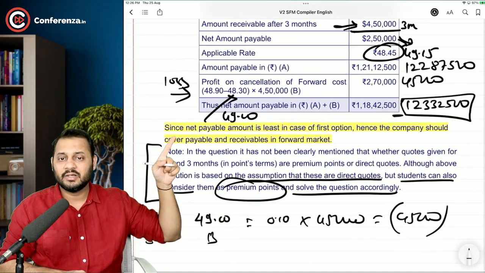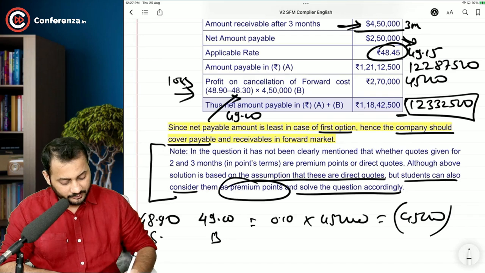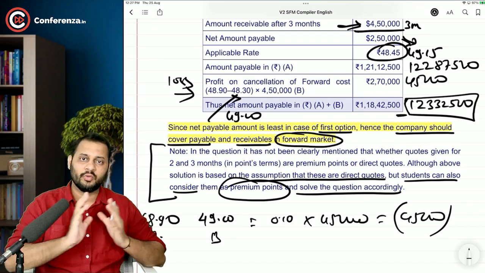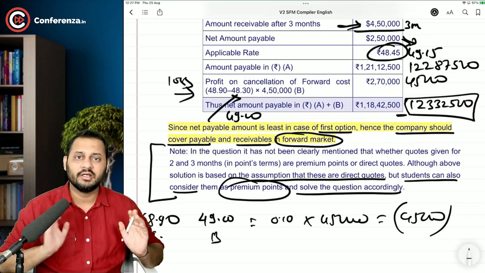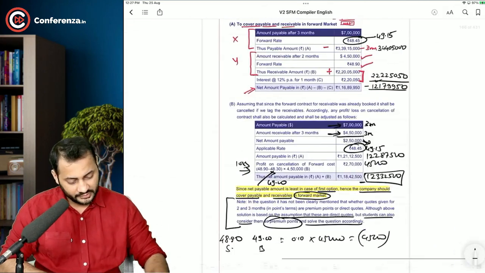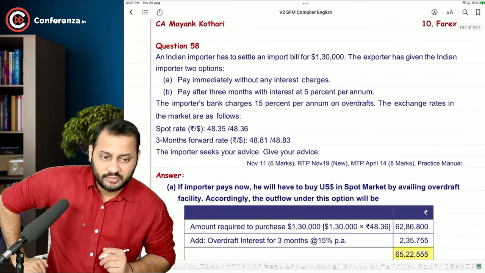Since the net payable amount is least in the case of the first option, hence the company should cover the payable and receivable in the forward market for 2 and 3 months. Do not lag it because this is giving you more of the outflow. Okay, sir. Let's move on to the next question. We will have better clarity on that. Question number 58.